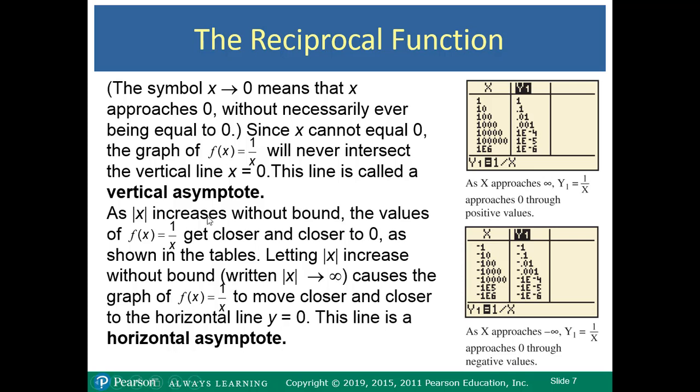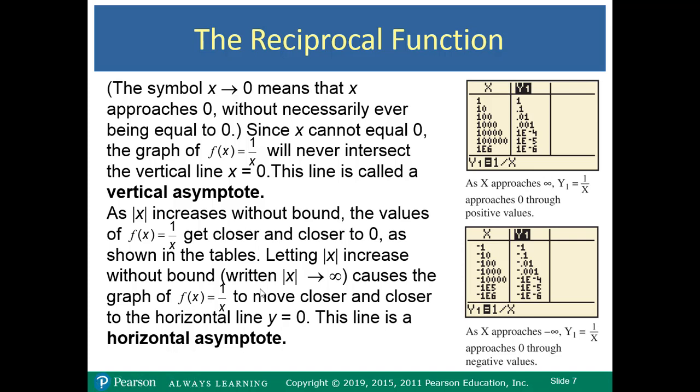As the absolute value of x increases without bound, the value of f of x gets closer and closer to 0. Now we're going to look at the end behavior of the graph. Notice what happens when x gets really, really big negative or really, really big positive. As we can see, as x gets really big, either positive or negative, f of x is getting closer and closer to 0.